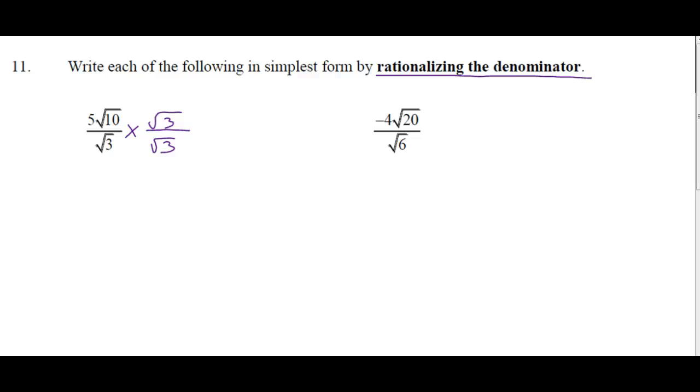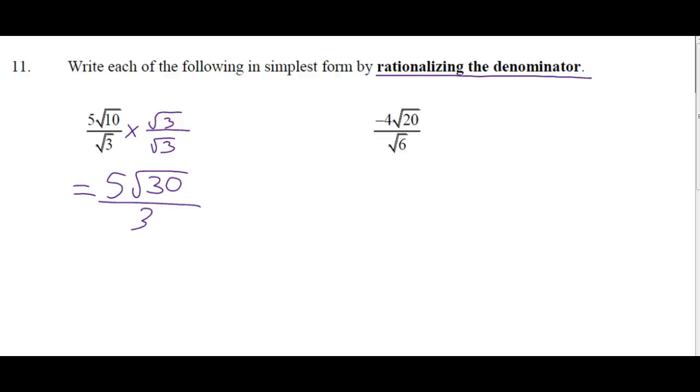Okay, so if root 3 over root 3 is 1, and I multiply by that, then I should get the same value, but the form may change, right? So what's 5 root 10 times root 3? 5 root 30. What's root 3 times root 3? 3. Good. I like that, it's forceful. It's like 3, instead of saying root 9.